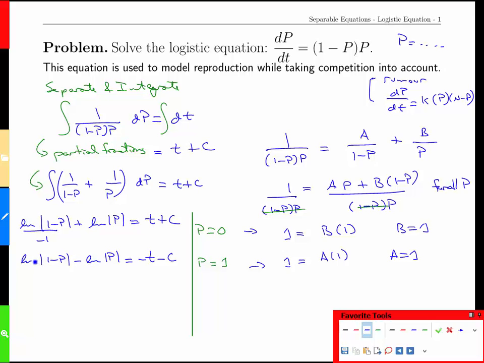Now we need to get into the lns, but they're two separate lns right now. Fortunately, there's a rule that says if we have a subtraction or a difference of lns, what we can do is divide inside the ln.